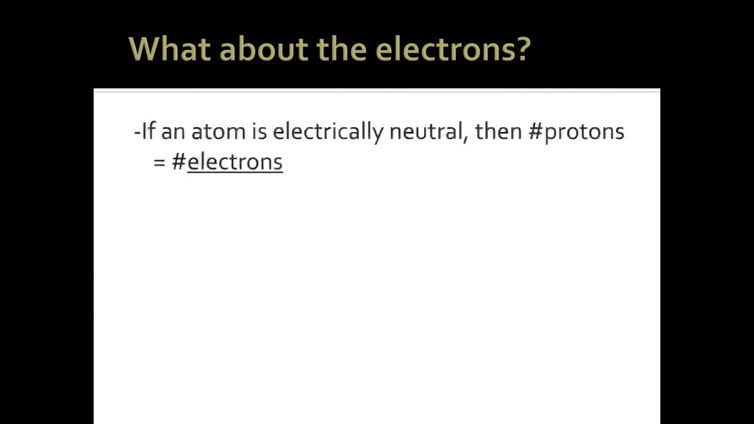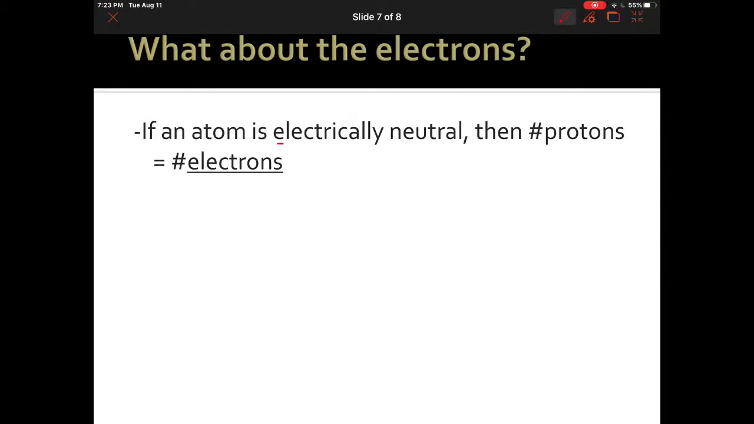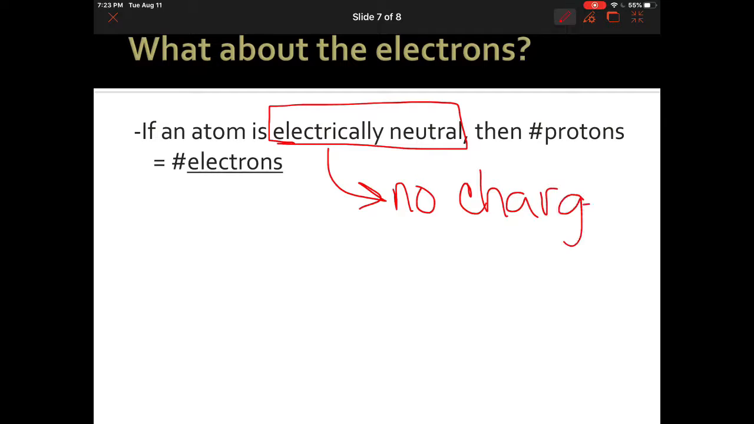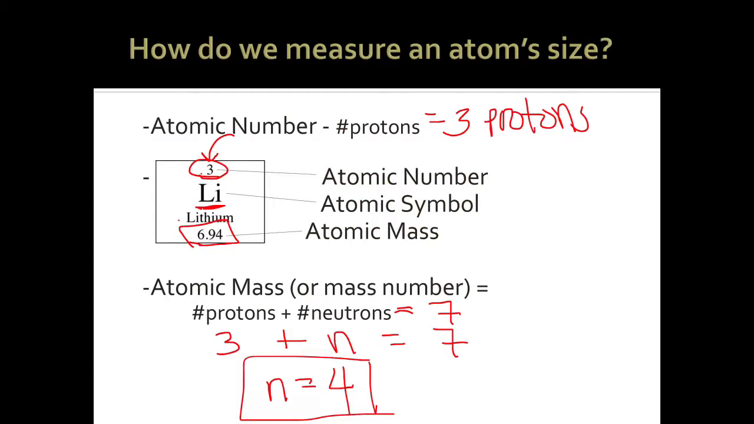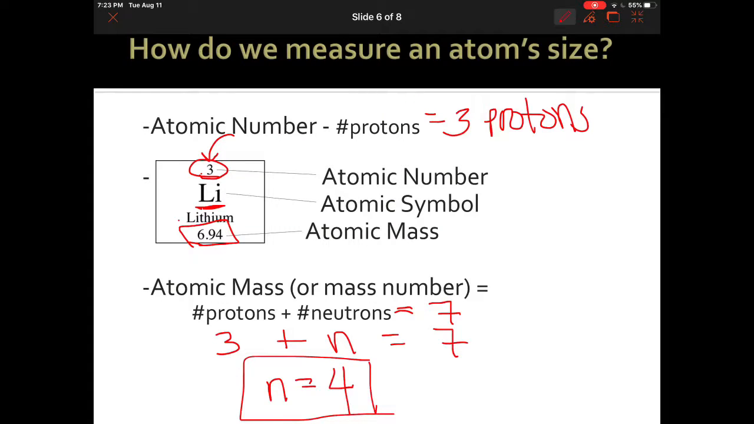Okay, let's talk about the electrons. If an atom is electrically neutral, now I want you to pay attention to this because we won't always have electrically neutral atoms, and all that means is that there is no charge. What I mean by that is, whenever you have a charged atom, you'll have it written as Li plus or O2 minus. If you don't see a plus sign or a minus sign above it, then it's neutral. If it's electrically neutral, then protons equal electrons. So for this electrically neutral lithium we had back here, it had 3 protons, which means that it also had 3 electrons. I'm going to call that E negative whenever I'm writing these PowerPoints.